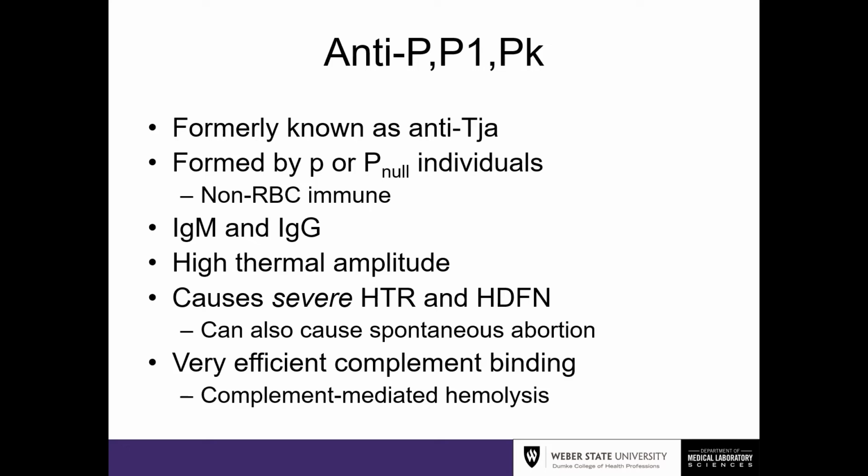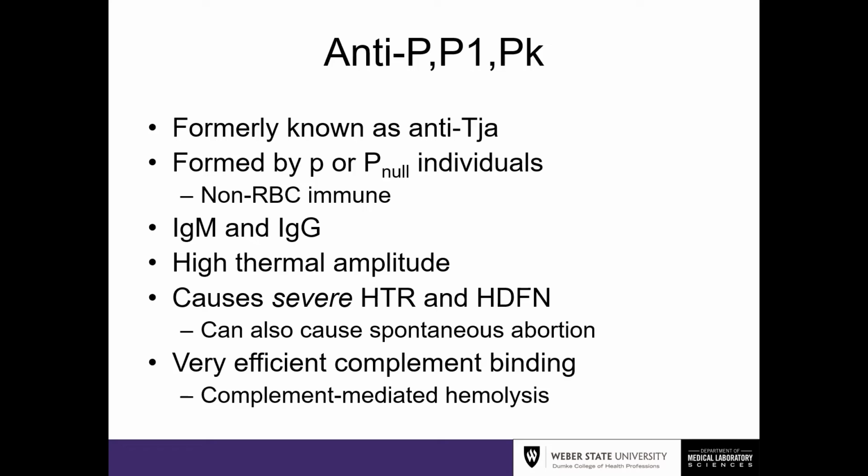Anti-P1Pk can be both IgM and IgG and shows high thermal amplitude, meaning that there is a very large temperature range in which it efficiently causes increased red cell destruction. It is very clinically significant, and transfusion with incompatible blood will cause an immediate febrile hemolytic transfusion reaction and will likely be fatal for the patient.